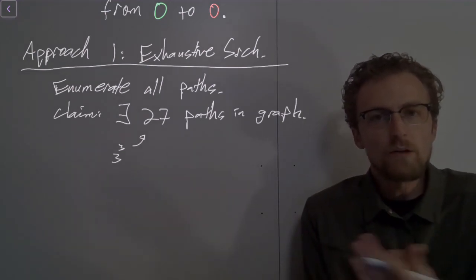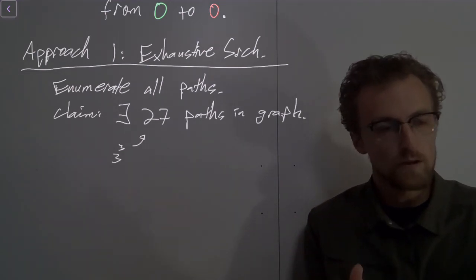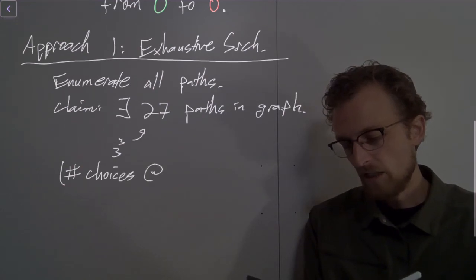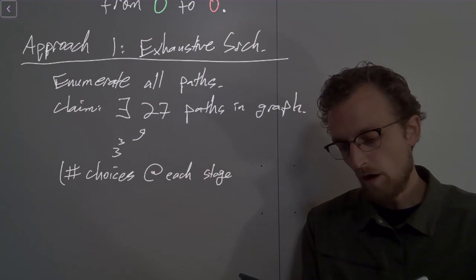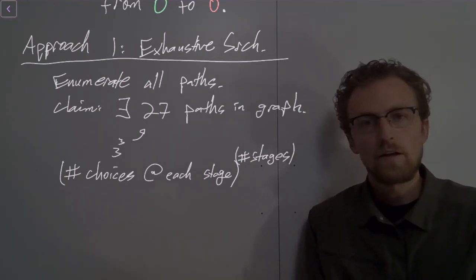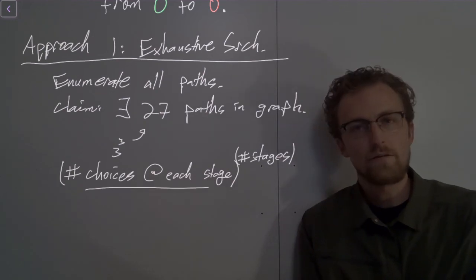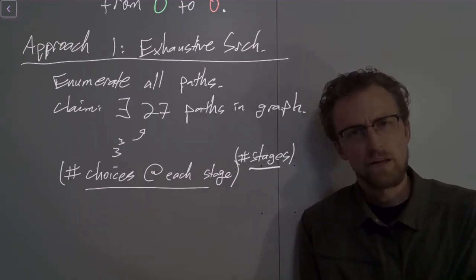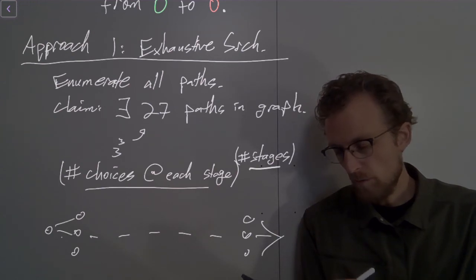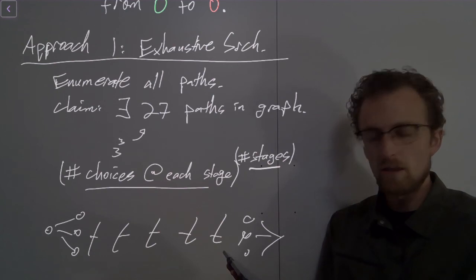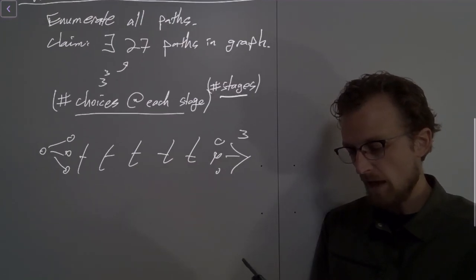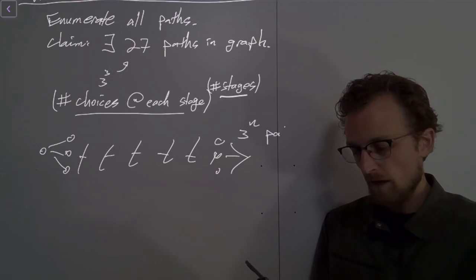So I can generically represent the number of paths in a graph that looks like this as the number of choices at each stage to the power of the number of stages. Okay, so this is polynomial in the number of choices I have to make at each stage, but it's exponential in the number of stages. If you imagined making a graph like this that was very, very long, and I had 3 choices to make at every single stage, this would be a bad deal. This would be 3 to the power of n total paths if there are n stages.